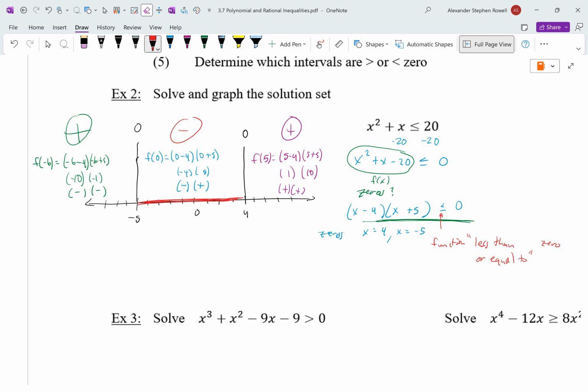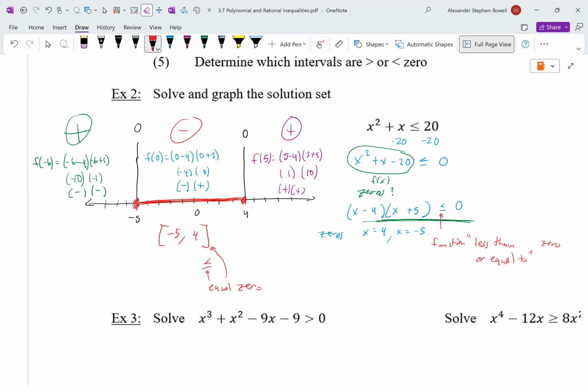Do I include the endpoints or not? Yes. We include those points. Negative 5 to 4 is our interval. We include the endpoints because it can equal 0. So we use brackets. Any questions about that?